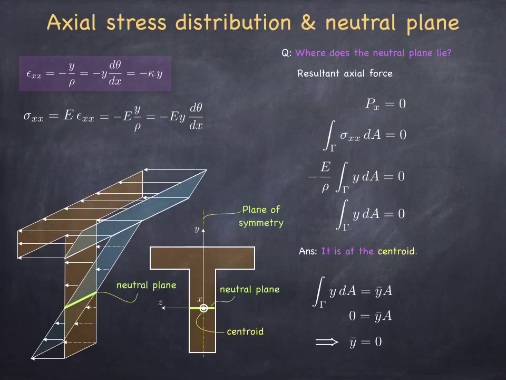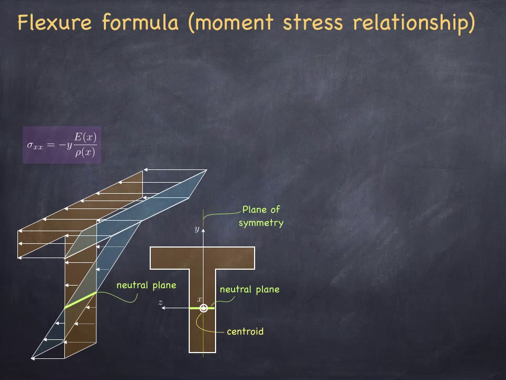So where we have put the neutral plane is indeed the moment arm for the cross-sectional area, and because this y bar is equal to 0, this must therefore be the centroid of the cross-section. So from the fact that the axial resultant force is equal to 0, we have deduced that the neutral plane must be at the centroid of the cross-section, because there's no other point that will satisfy this integral being equal to 0 unless we have put the origin of our coordinate system at the centroid itself.